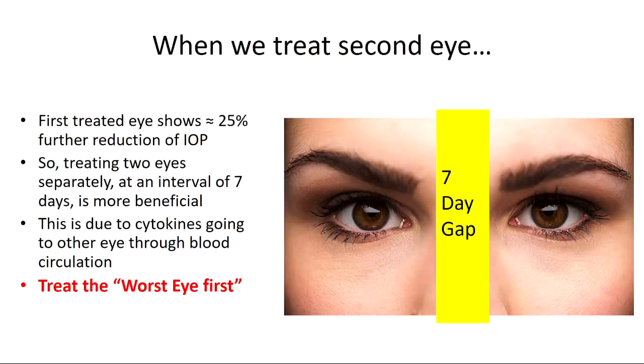When we treat the second eye, the first treated eye shows approximately 25% further reduction of IOP. So treating the 2 eyes separately at an interval of 7 days is more beneficial. This is due to cytokines going to the other eye through blood circulation. The dictum is: treat the worst eye first.